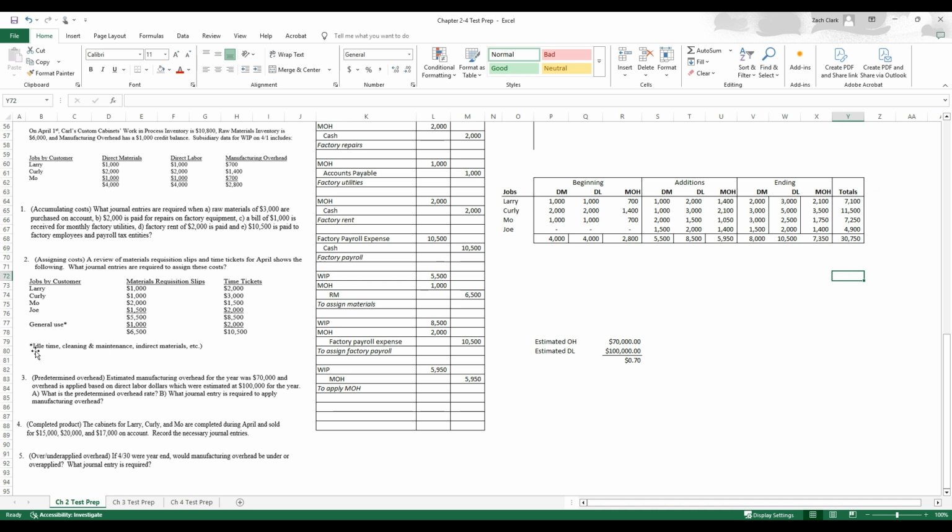What we want to know then is what was sold, what's still in WIP, etc. So I'm going to make two little extra columns here. The first one is going to say, is this complete? It tells us the cabinets for Larry, Curly, and Mo are completed, so the only one that's not completed is Joe. And oh, all three are completed and sold. I'll just say completed and sold.